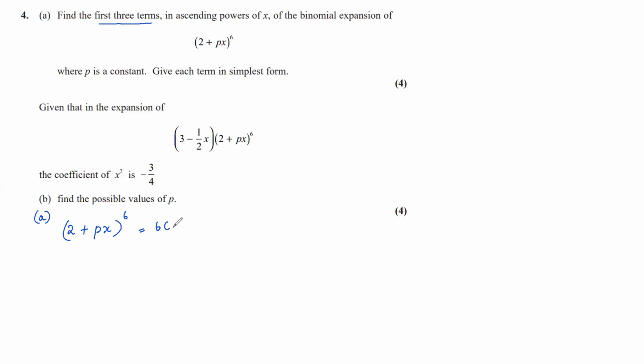So 6C0, 6C1, and 6C2. These are the first three terms. Now we know that for the first term, the power keeps decreasing. So 2 to the power of 6, then 2 to the power of 5, and then 2 to the power of 4. And we know that the second term, the power keeps increasing. So the second term is px: px to the power of 0, px to the power of 1, and px to the power of 2. Just put a positive sign here.